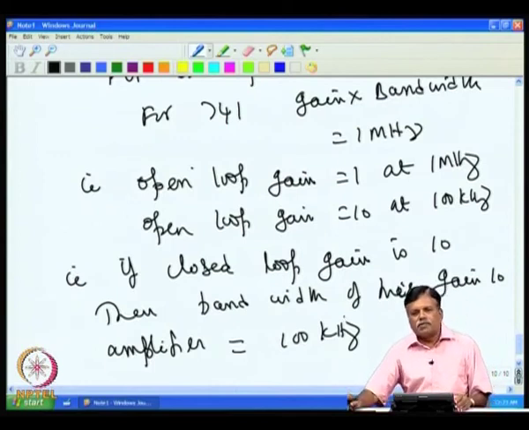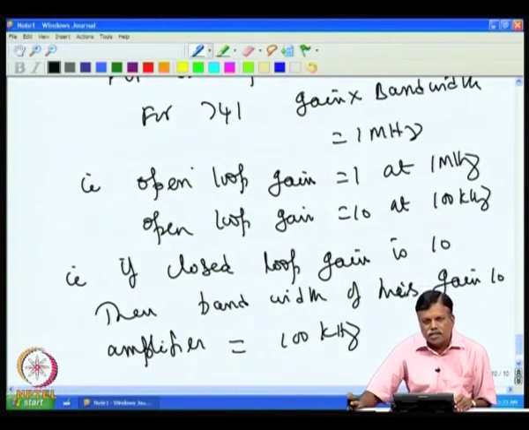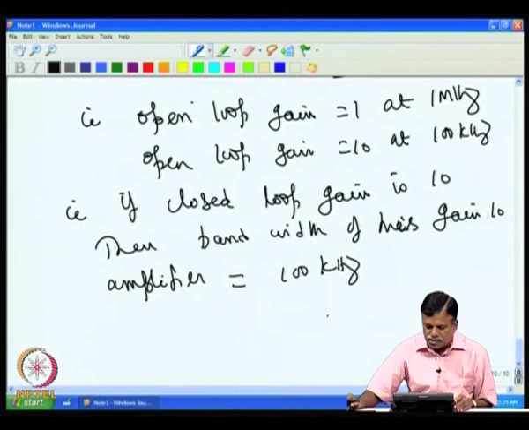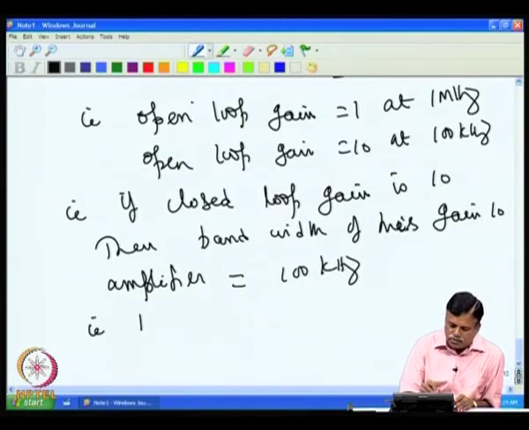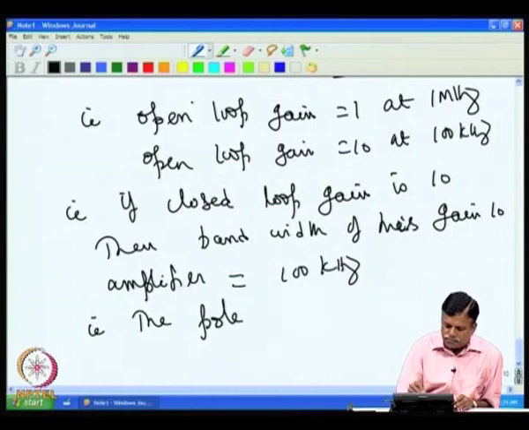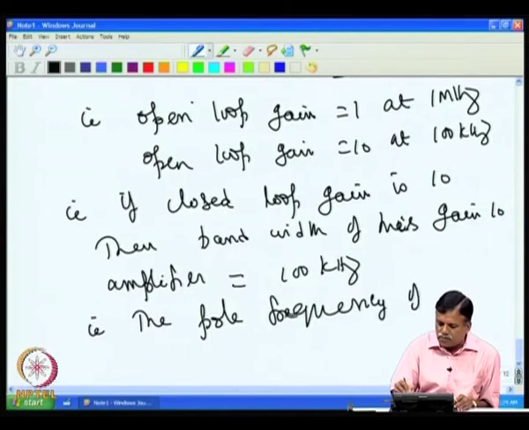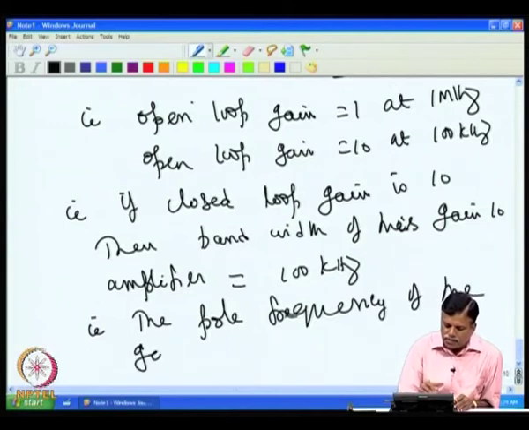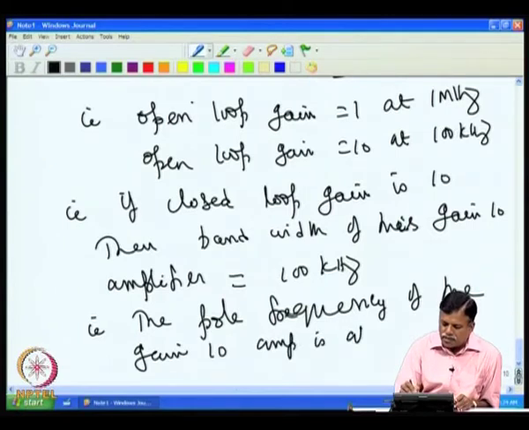So, the new amplifier's gain is actually limited by this frequency response. That is, at 100 kilohertz you will find the gain is not 10, actually it will be only 7, because the pole frequency of this new amplifier of gain 10 is 100 kilohertz. That is, the pole frequency of the gain 10 amplifier is 100 kilohertz.